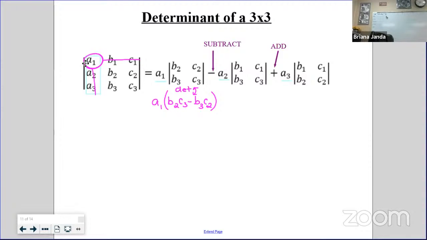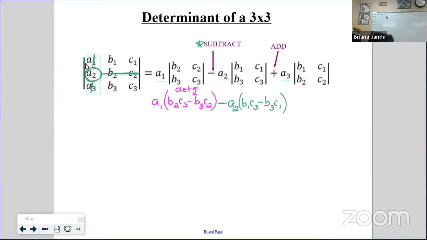And then we repeat that process. Now I'm going to look at the second number, and it's all based off of the first column. Again, if I cross off everything that it is involved in, the things that are left over make up the 2 by 2 that we're going to multiply it by. So A2 gets multiplied by the determinant of that matrix, which would be B1C3 minus B3C1, with a subtraction between them.